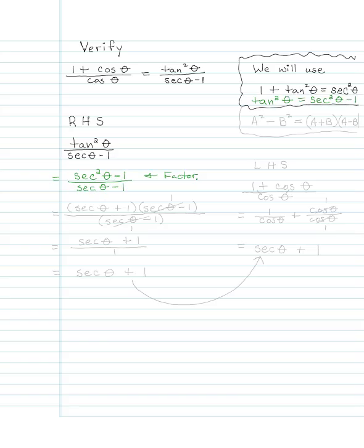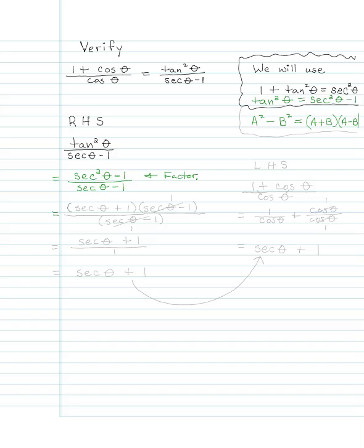And I'm going to write up on the right-hand side the factoring pattern that I'm using, which is a squared minus b squared. It's a difference of squares pattern. And that factors as a plus b times a minus b. Okay, so if you're looking at that difference of squares pattern, the secant of theta is the a, and 1 is the b.